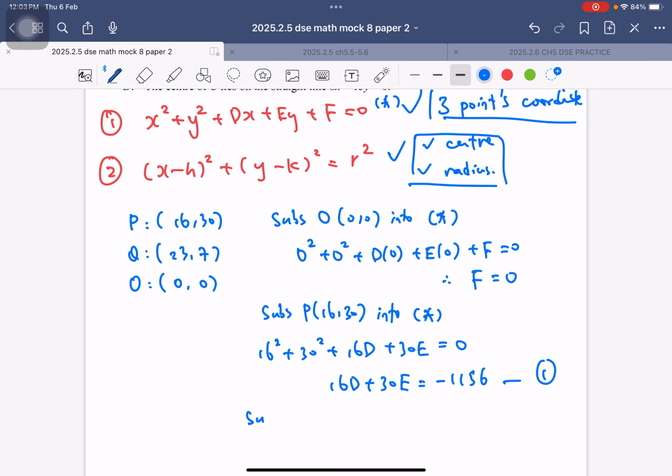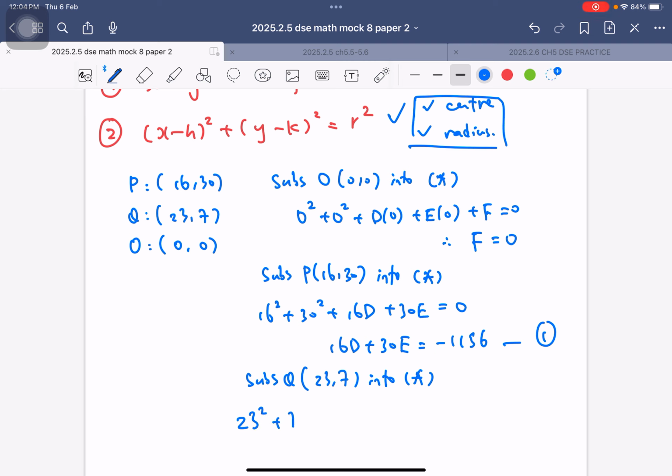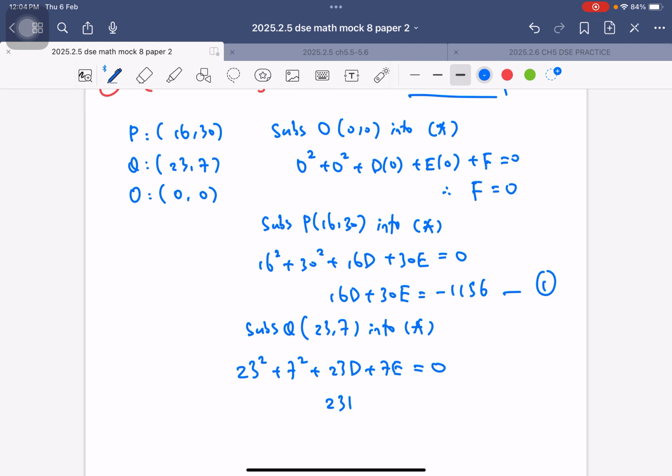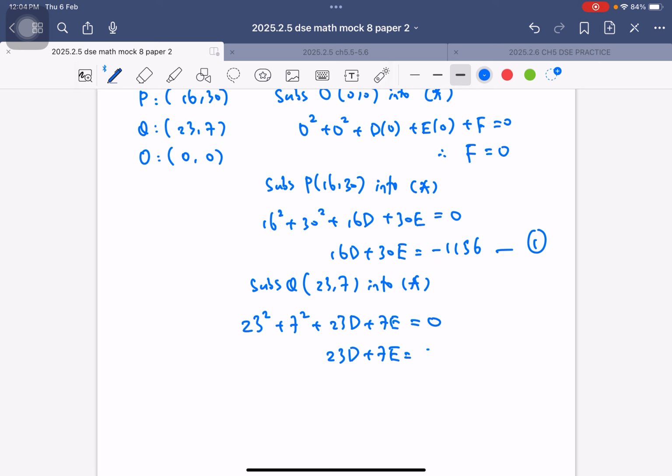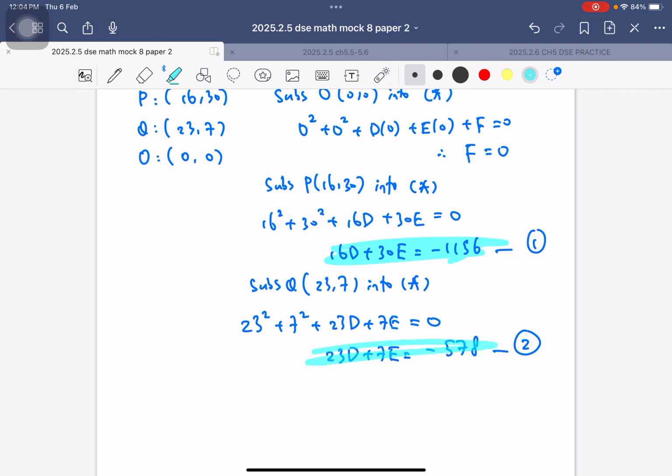So after that, I substitute point Q (23, 7) into star. We do the similar thing again. So I have 23 squared plus 7 squared plus 23D plus 7E. What is F? 0. So it's equal to 0. So now I have 23D plus 7E is equal to, move these two numbers to the right. So we have negative 23 squared minus 7 squared, equal to negative 578. This is our second equation. First equation and second equation, what you need to do, Savannah? Use simultaneous equations. So can all of you solve to get me what is D?